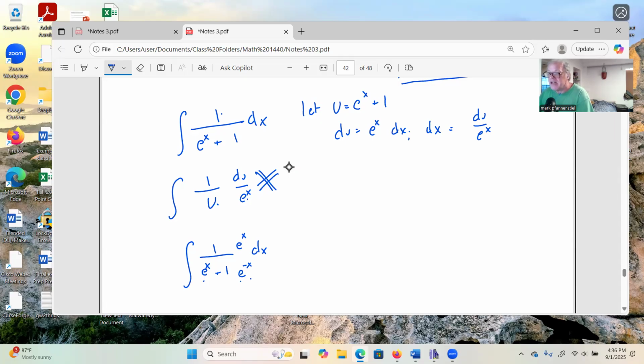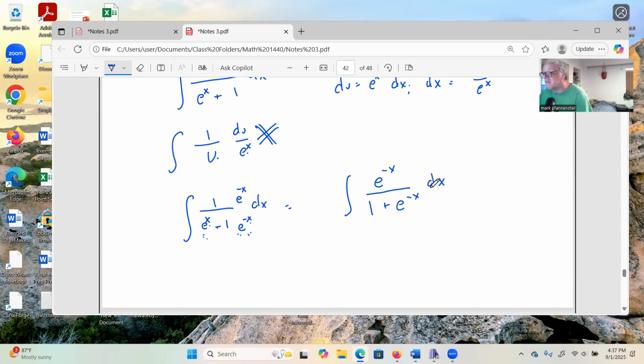So instead, I'm going to change this from e to the x to e to the negative x. Because again, when the bases are the same, you add the exponents. x plus negative x will give me 0. So this is going to be the integral of e to the negative x over, this is going to make e to the x times e to the negative x, this is going to be 1 plus e to the negative x dx. All right, so it's a little bit different problem than multiply by 1.